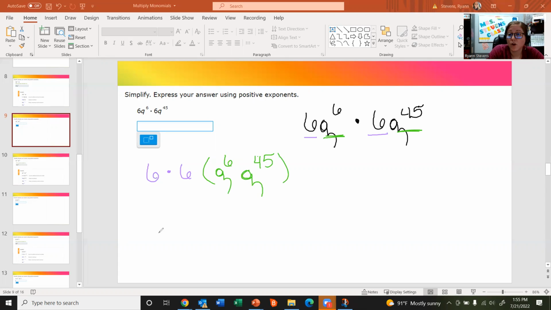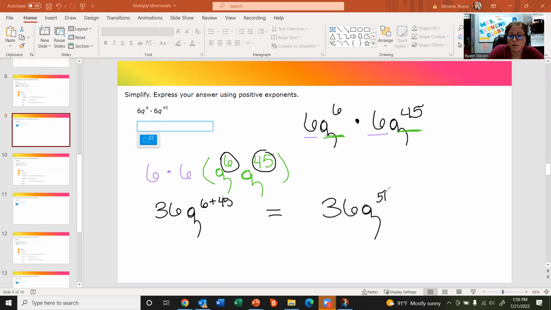And once we start solving, we're going to multiply those coefficients together. 6 times 6 is 36. And then q, we would take these exponents here, 6 and 45, and we would just add them according to the property of exponents. The base q is the same, so 6 plus 45. And then this is going to give us a final answer of 36q. And then 6 plus 45 is going to be 51. So 36q to the 51st power.